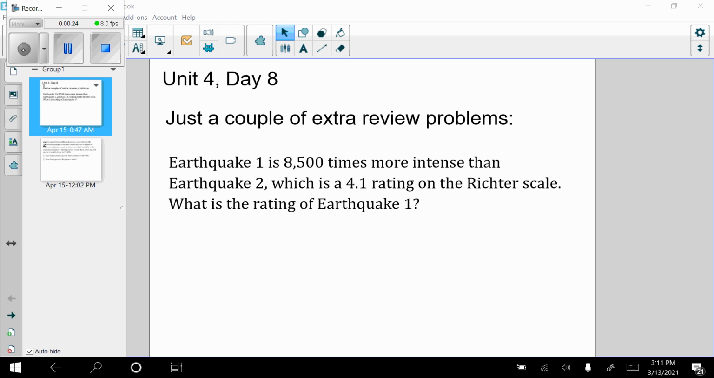Remember the review that goes with this unit, I only want you to do evens or odds. So don't do all of those. That would take you a long time. Okay, so for this one, we did these the last couple days.